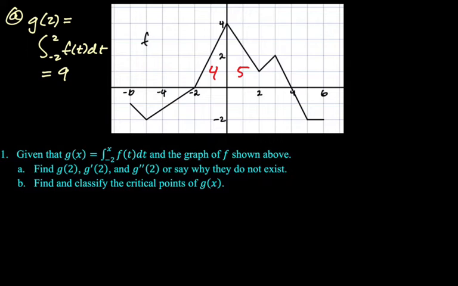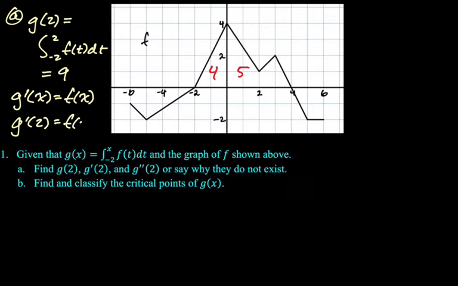Before we can find g prime of 2, we have to find g prime of x. I think that's an important step, so I'm going to do that. That's the second fundamental theorem. Take the upper bound, plug it in, times the derivative of the upper bound. So f of x times 1. You don't usually write times 1, but it is a good idea to write it so that when it's not 1, you remember to do it, though it doesn't actually make a difference. So then g prime of 2 is f of 2.